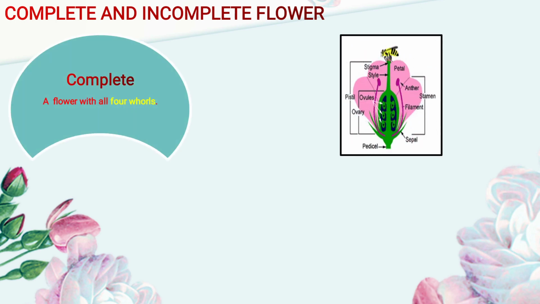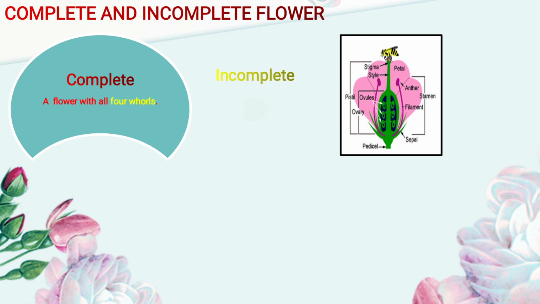Now, complete and incomplete flowers, meaning a flower can be complete and a flower can be incomplete. Let's see the complete flower, what it is. A flower with all four whorls, meaning calyx, corolla, androecium and gynoecium. If all are present, that is a complete flower. You see in the image, all parts are present.